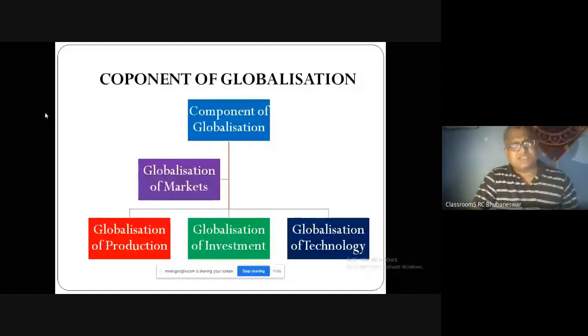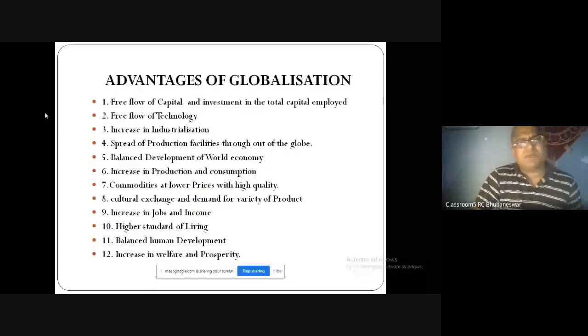My dear students, if you talk about some of the positives of globalization, there is a free flow of capital or investment, free flow of technology, increased industrialization, and production facilities may increase throughout the globe, leading to balanced development of the world economy. The production and consumption pattern changes, meaning changes in fashion habits through which new types of concepts come up.